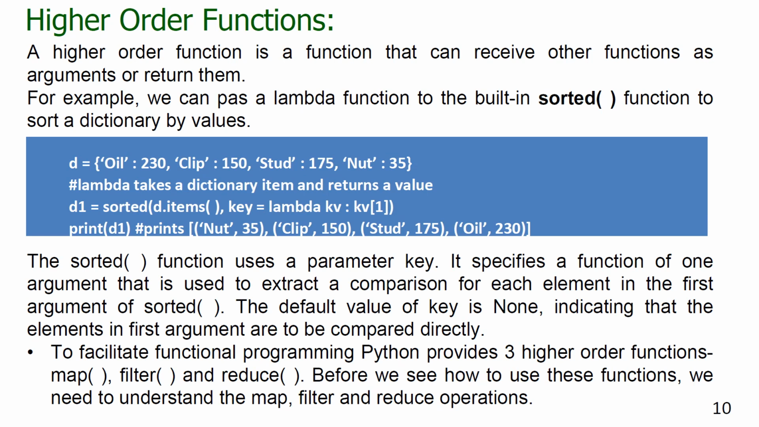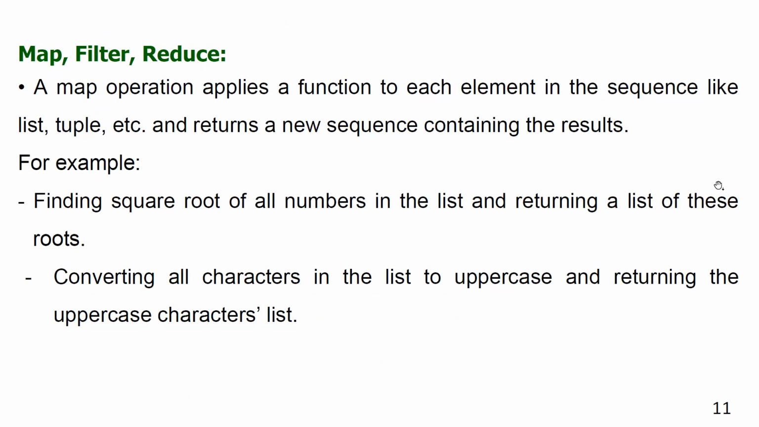To facilitate functional programming, Python provides three higher order functions: map, filter and reduce. Before we see how to use these functions, we need to first understand the map, filter and reduce operations. So now we will see what the operations of map, filter and reduce are. First, coming to the map.